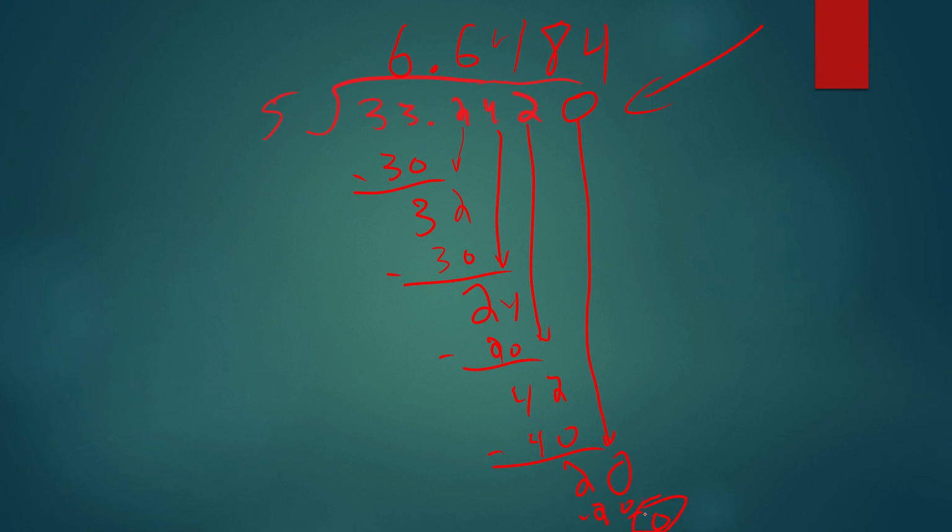If this was, let's just say we did a subtraction wrong and this was a 3 here, then we would add another 0 and we'd get a 6 here, but that would be incorrect, all right, because here at the end we have no remainder left.